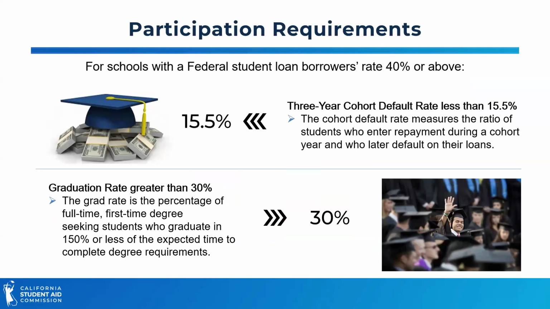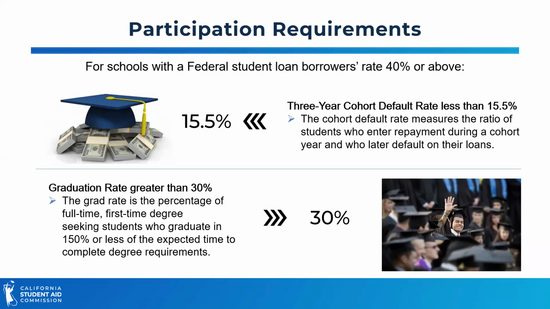So other participation requirements include a 3-year cohort default rate of less than 15.5%. The cohort default rate is essentially the ratio of students who enter repayment on their student loans and those who later default on their loans. So we'll take a closer look at this on the next slide.